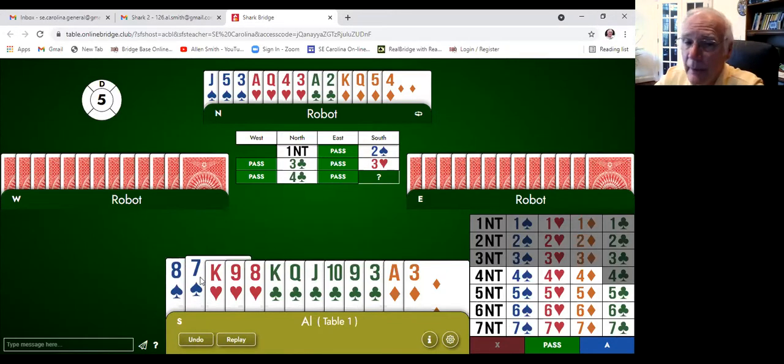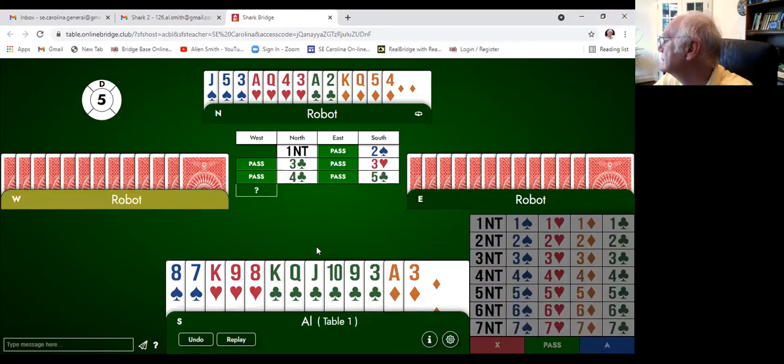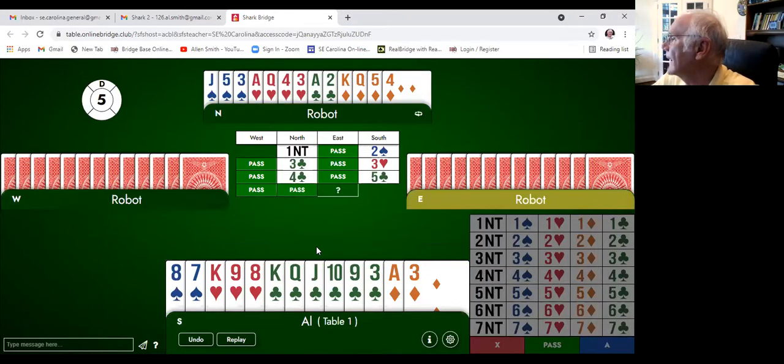Now South says, okay, if we both have 2 losers in spades, which is pretty well guaranteed, we can't make 6. Even though we may have the right points, we don't have the right shape. We got 2 quick losers in spades. He bids 5 clubs. And it gets passed out.